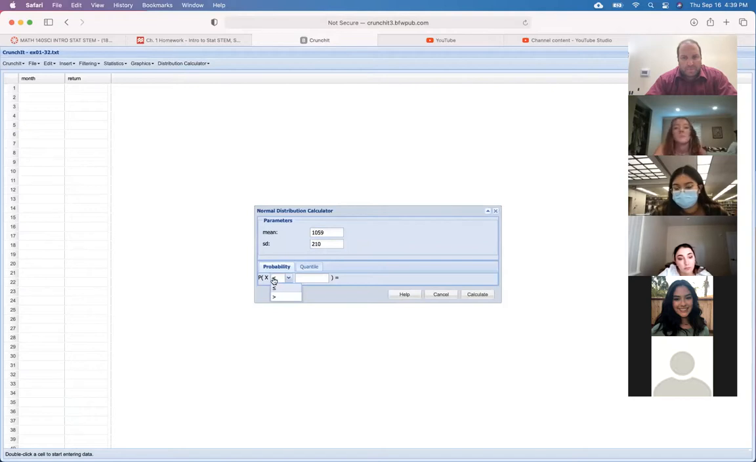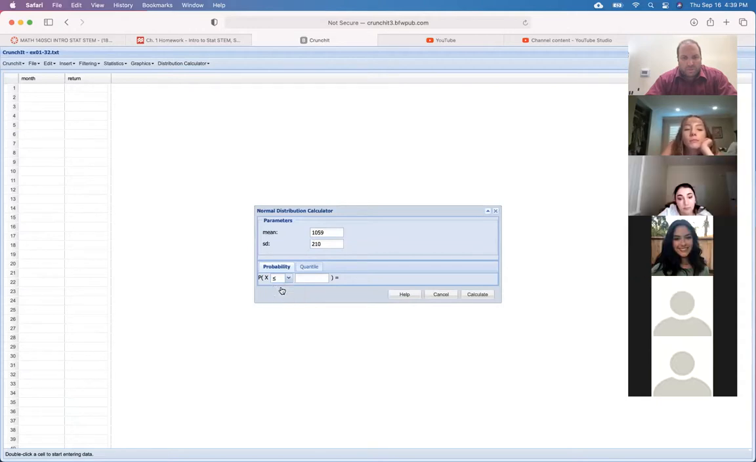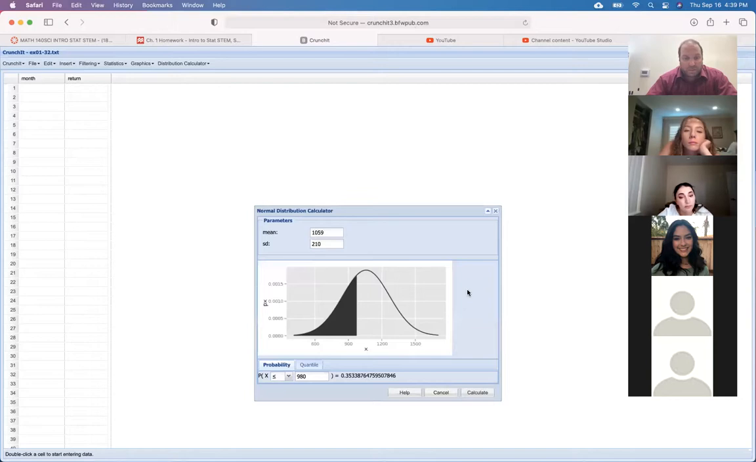In our example, do I want less than some number or greater than some number? Greater. Specifically greater than what? 980. And then I hit calculate. I hit less than by accident. I didn't switch it. Greater than. Calculate. And what do we get?